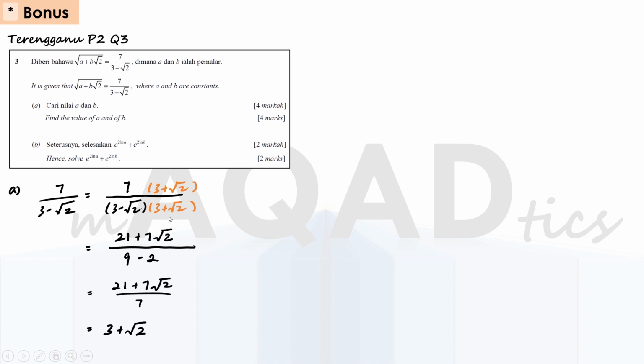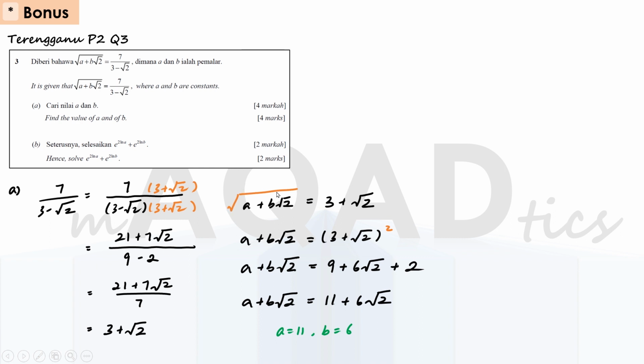Okay, so I will multiply its conjugate. Conjugate means that if this is minus, I need to multiply the exact value, but this one I need to change to plus, right? So if you simplify, you'll get this value. Okay, so this is the value on the right. Then I need to move the square root to the other side to find the values of A and B. Okay, so here I will get A is 11, B is 6.